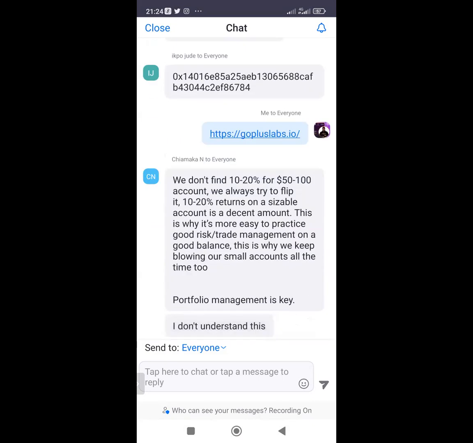Okay, then secondly, what is 10x, 5x? 5x is like 5 times your money. 10x is 10 times your money.